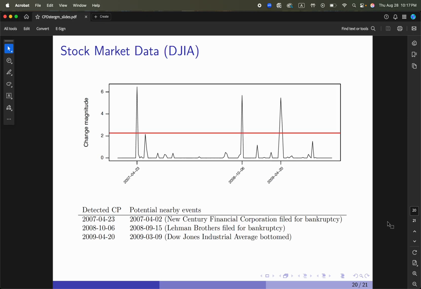We also implement the proposed method on the stock market data, where we detect three significant financial events. The first corresponds to the largest mortgage company filing for bankruptcy, and the second change point corresponds to Lehman Brothers filing for bankruptcy, which is one of the largest investment banks in the US. The third significant change point corresponds to the Dow Jones Industrial Average bottom.